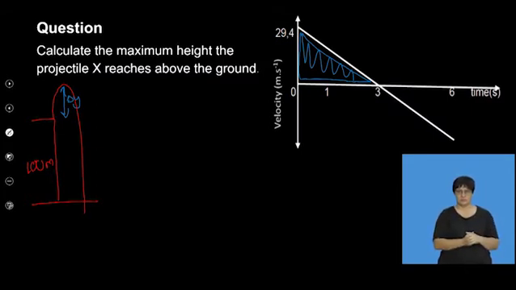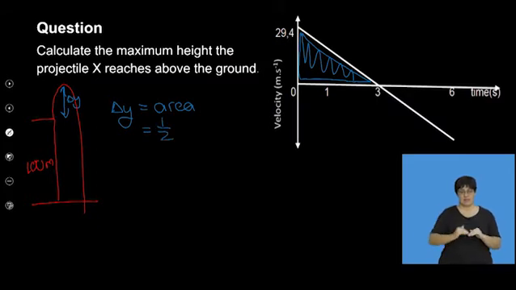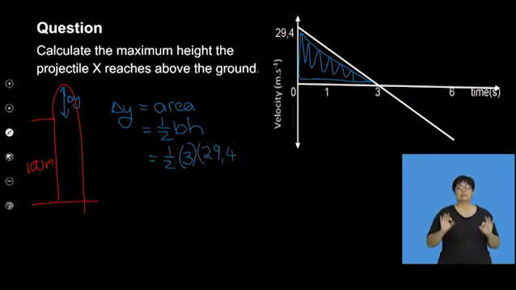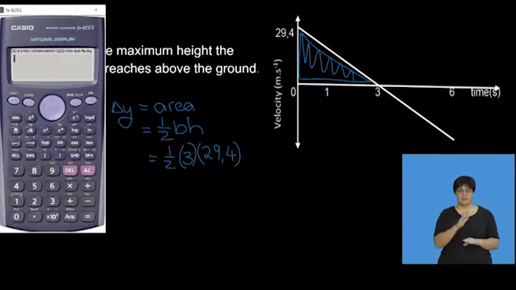How do we write this? Well, delta y that we're looking for is equal to the area under the graph. In this case, the area makes a triangle, so we've got to remember, it won't be given to us, that that's a half base times height. My base is 3 seconds. My height is 29.4. We are most definitely putting this in the calculator. All right, so we have 0.5 times 3 times 29.4, and we get 44.1.